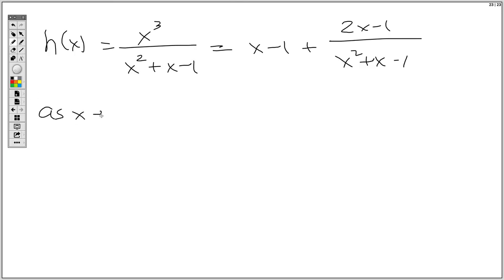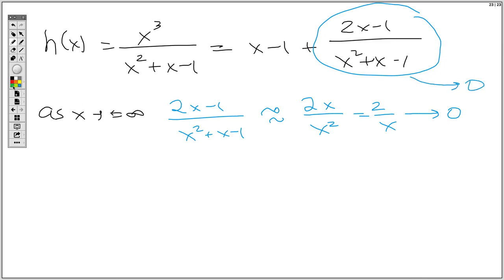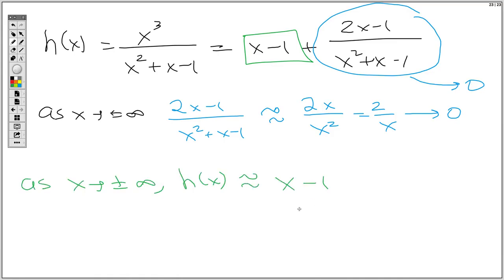Let's look at what's happening as x goes to plus or minus infinity to this part. This is the remainder piece. Leading term here is 2x. Leading term here is x squared. So when I simplify that, I get 2 divided by x. And we've seen this before. As x goes to plus or minus infinity, that's going to go to 0. So this is going to head off to 0. And what's going to be left, folks? The x minus 1. So as x goes off to plus or minus infinity, h of x is going to look like that x minus 1. And so that's how we get, algebraically, the slant asymptote, y equals x minus 1.